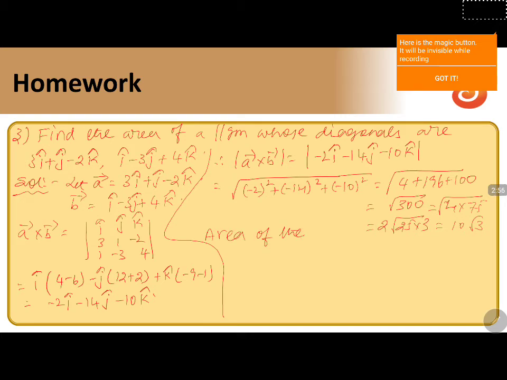Now we'll write the area of the parallelogram. So the area of the parallelogram is equal to half of the magnitude of a vector cross b vector, that is equal to half of the value of the magnitude of a cross b, which is 10 root 3. 2 ones are 2, 2 fives are 10, that is equal to 5 root 3 square units.